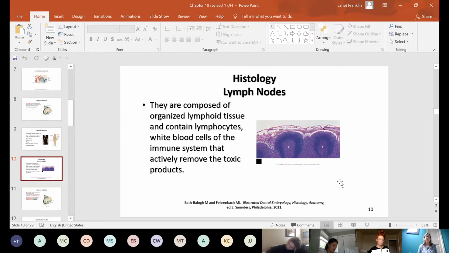They are composed of organized lymphoid tissue and contain lymphocytes, or white blood cells of the immune system that actively remove the toxic products. You've talked in some of your classes about white blood cells, and we'll get more deeply into them when we get into perio and talk about periodontal infections. But they contain white blood cells, and those white blood cells are part of the immune system. So they're there to kill off any toxins that might enter your bloodstream.